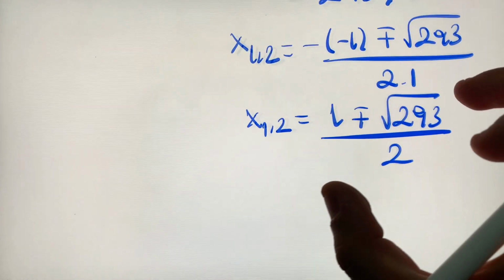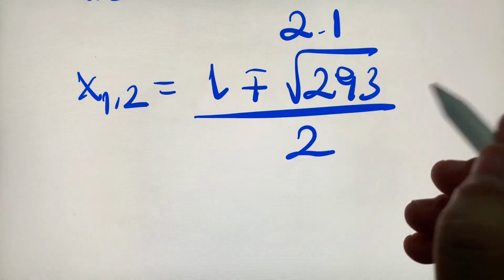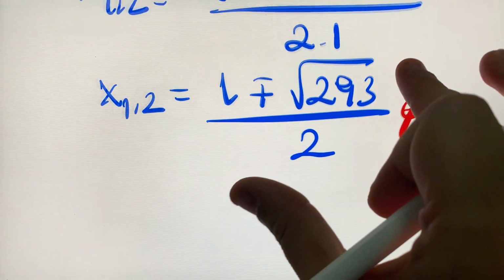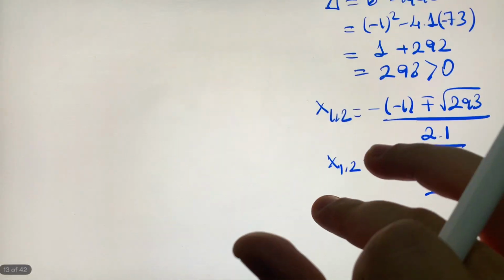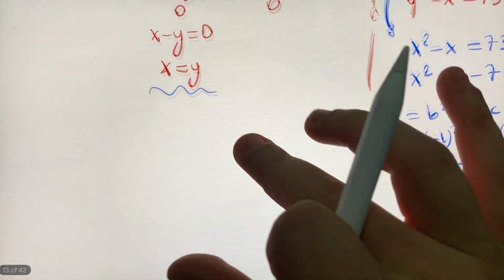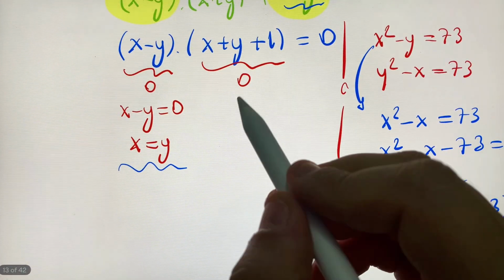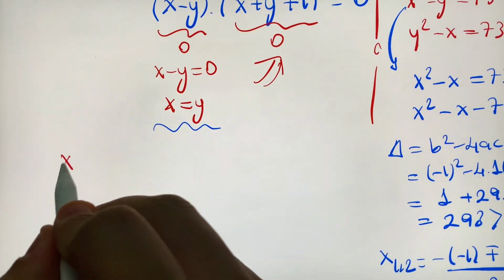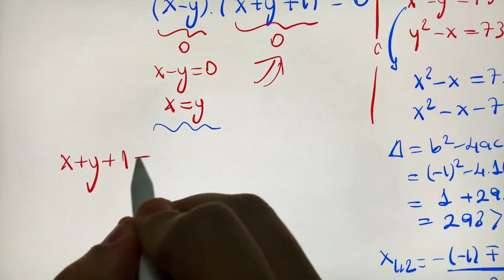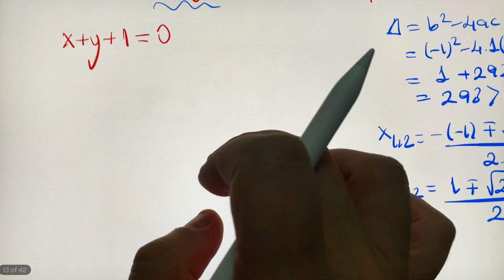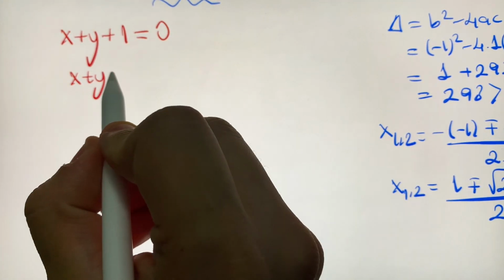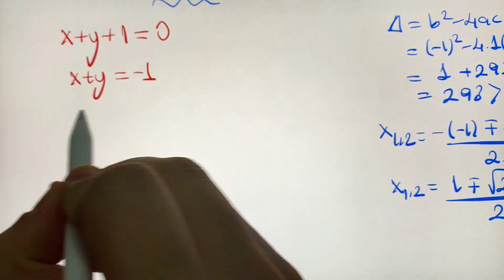But what should we pay attention to here? The question said at first that the solutions are integers. This expression is not an integer, so we can't take this. Now I need to think of something different. Then I focus on the other part: x plus y plus 1 is equal to 0. How else can I write x plus y? It equals minus 1, we got this.